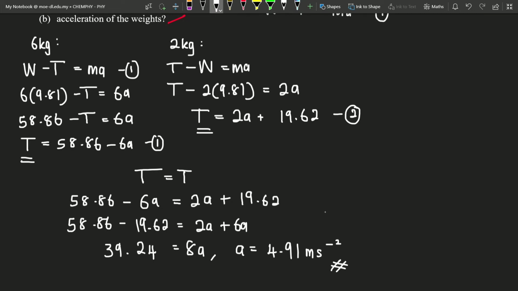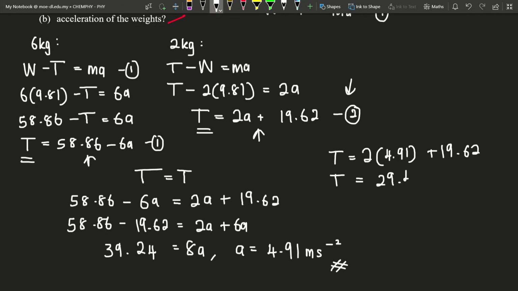So, untuk cari T, tegangan tali, masukkan sahaja A dekat mana-mana persamaan yang korang nak. So, kita ada A 4.91. Let's say we use this second equation. So, 2 times 4.91 plus 19.62. Therefore, T you got 29.43. T is daya, tegangan. Tegangan is daya. So your unit should be in Newton. Dapatlah kita punya tegangan tali dan juga pecutan.